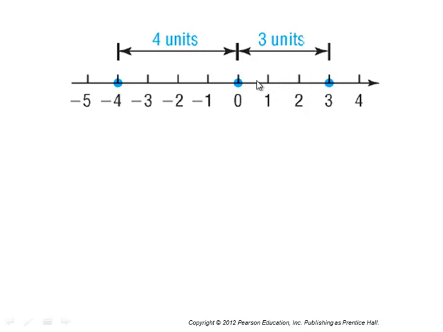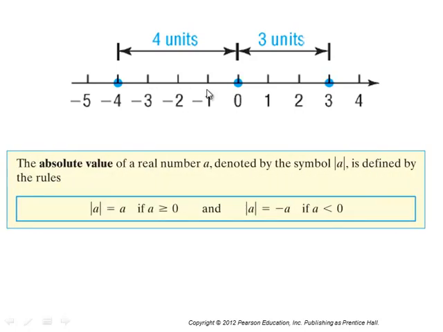Now, when we talk about distance between 2 points, all we're doing is plotting the 2 points and counting the number of tick marks between those 2 points. And we say that the distance is so many units. Like, for example, there's 3 units between 0 and 3. Or that there's 4 units between negative 4 and 0. Another way of talking about the distance between a number and 0 is by talking about the absolute value of that number.